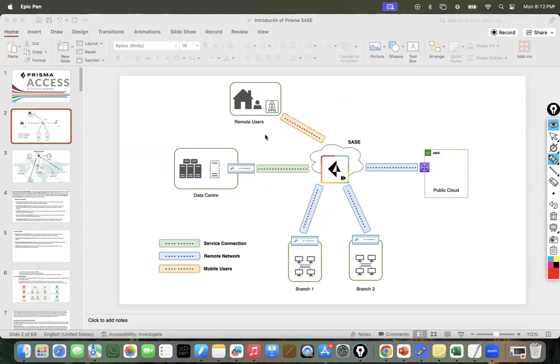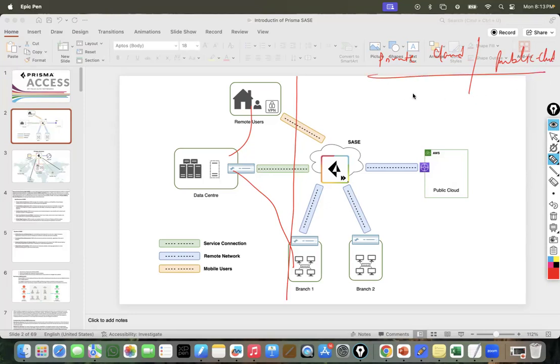What actually started happening was post pandemic. The remote user was connecting to the data center, branches were connecting to the data center. But what happened? We came up with the concept of private cloud and public cloud, right? When these concepts came into the picture, and third is the SaaS-based application.